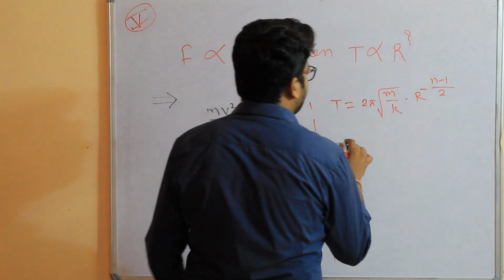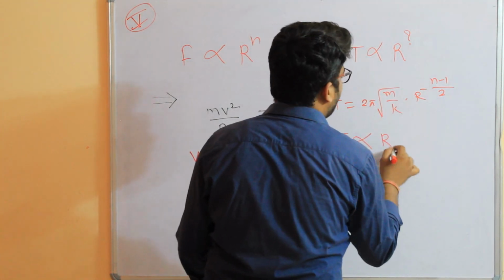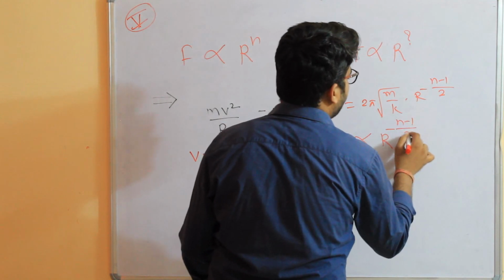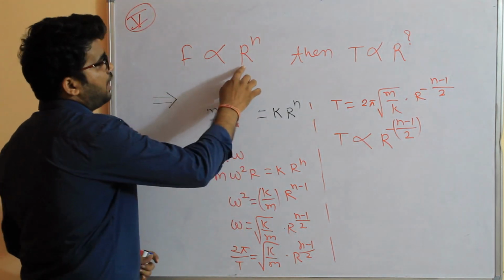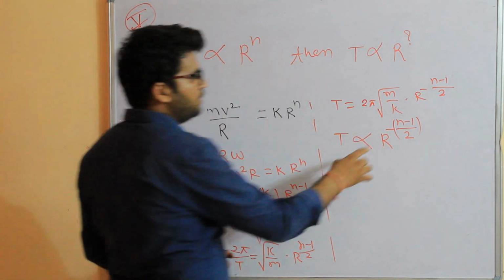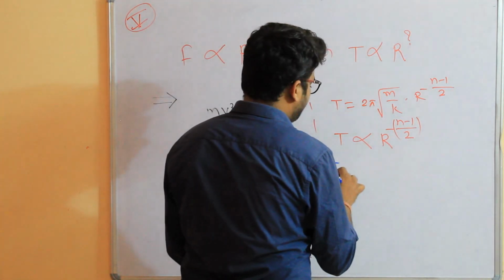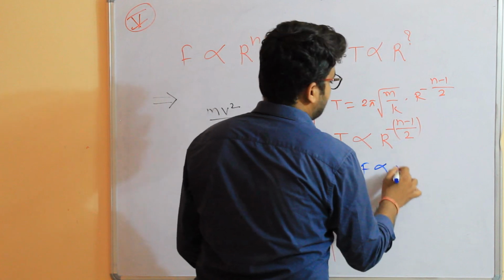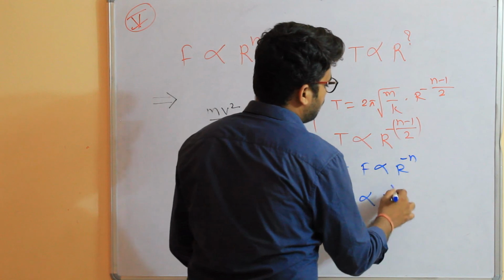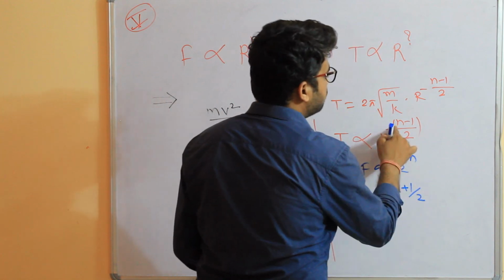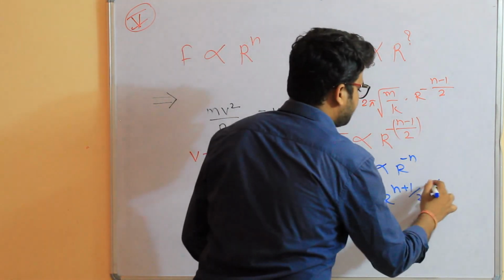Right, so this is constant, so we can write T is directly proportional to r to the power minus n minus 1 by 2. So if they give r to the power minus n, it will be minus n minus 1 divided by 2. If f is directly proportional to r to the power minus n, then the time period is directly proportional to r to the power n plus 1 by 2. Why? Because minus n minus 1, minus common, minus minus plus. So this is the answer.